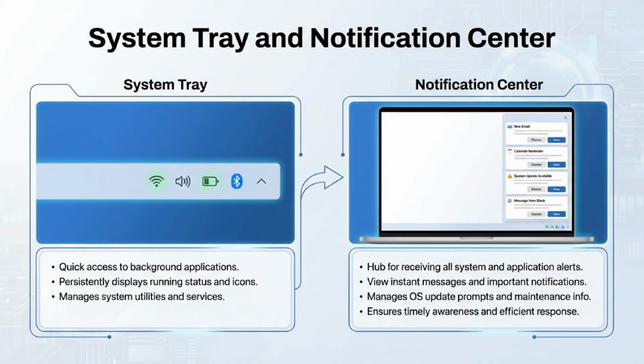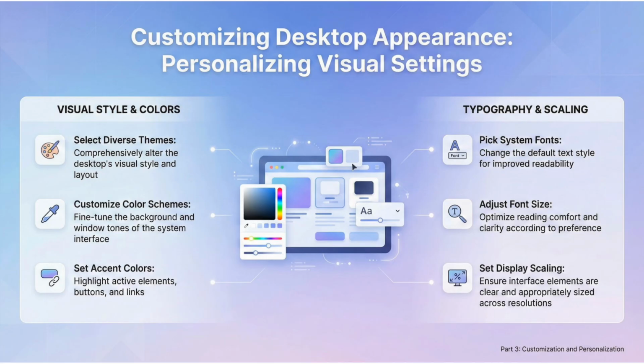disrupting your workflow. Customizing desktop appearance lets you balance style and readability by selecting themes, color schemes, accent colors, fonts, and display scaling. Small adjustments to fonts and scaling improve clarity on different screens, while theme and color choices help highlight important elements, making the interface both attractive and easier to use for long periods.